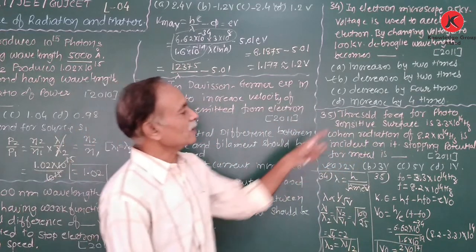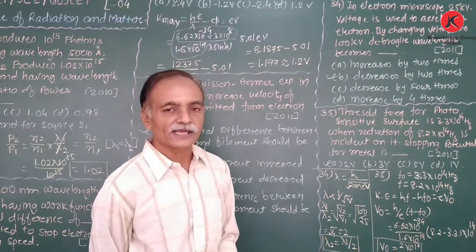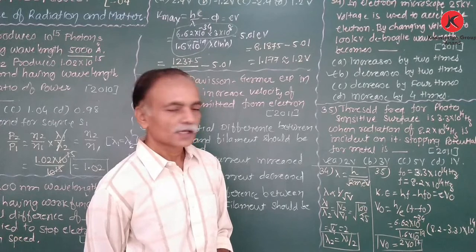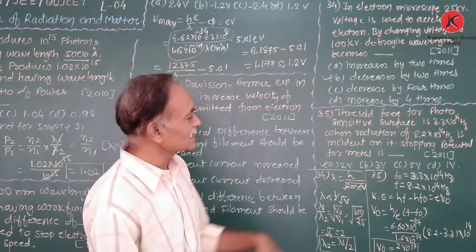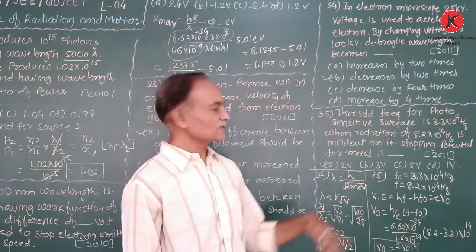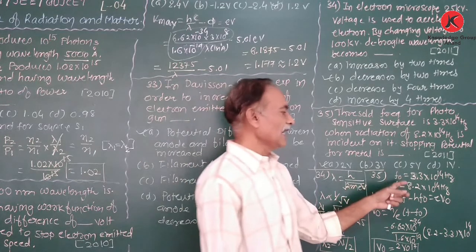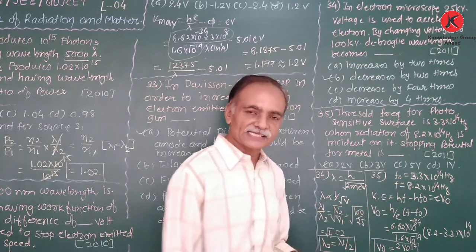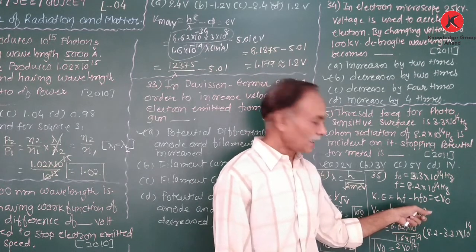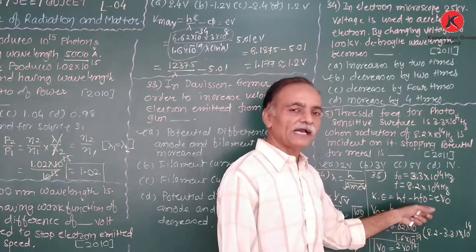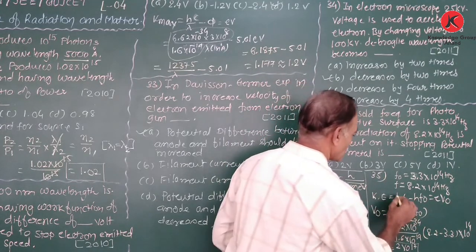Again, the threshold frequency for a photosensitive surface is given as 3.3 × 10^14 Hz. When radiation of 8.2 × 10^14 Hz frequency is incident on it, what should be the value of stopping potential? We know from Einstein's equation, maximum kinetic energy is equal to hf − φ. φ is the work function. Value of φ is equal to hf0, which is equal to eV0. We are using this concept.